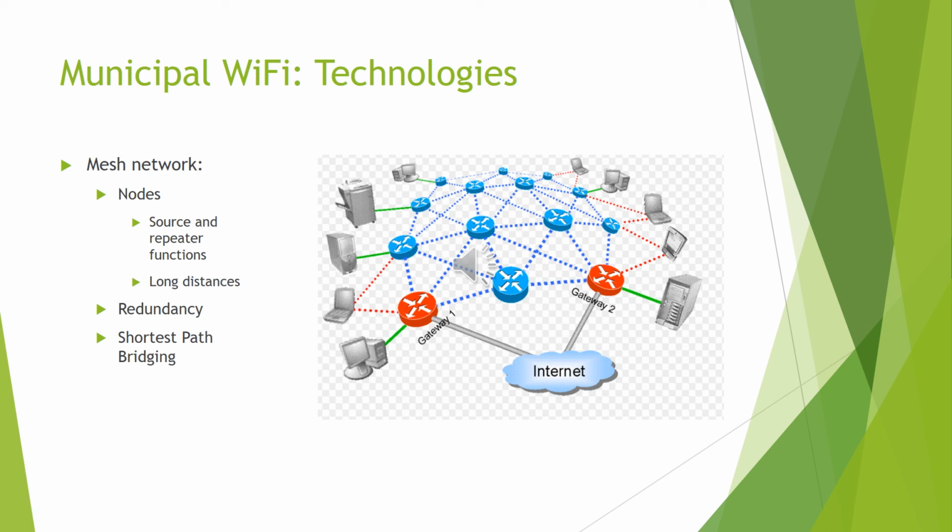Mesh networks employ various algorithms to calculate the shortest distance, node by node, from one point to another. One such algorithm is called shortest path bridging. When one node fails, an algorithm like this computes the new shortest distance.